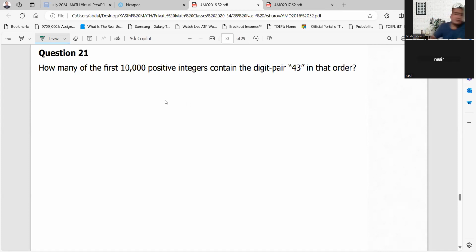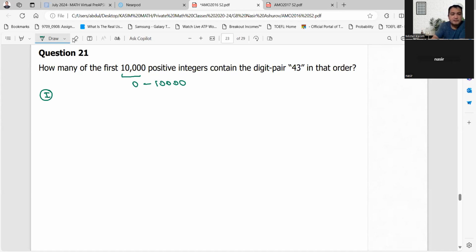So how did you start this question, Nasir? I put like 0043 and then 9943, like the highest and lowest numbers. No, first, Nasir is saying that the first, how many of the first 10,000 positive integers, right? So that means the numbers from 0 to 10,000. So now let's just go step by step.